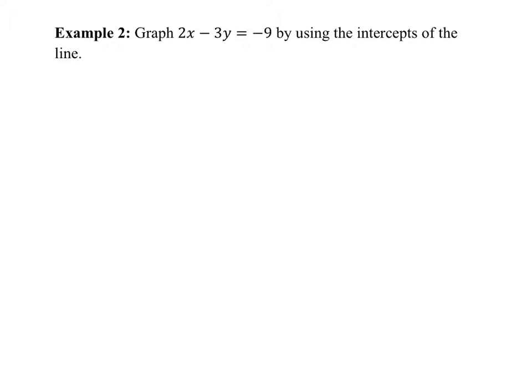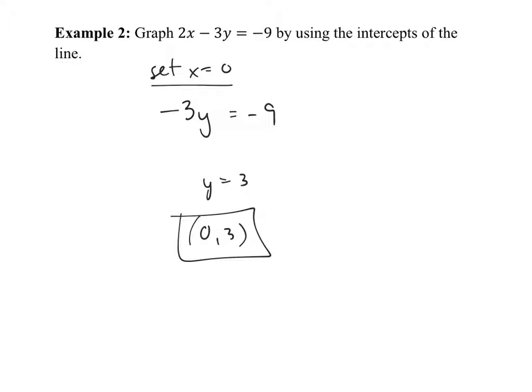So let's do it for the first one here. If I'm setting x to 0, the equation becomes this. That's it. Literally, when I set x to 0, I get y equals 3. Well, what is that? That's really the y-intercept. So there's my y-intercept. And then I do the opposite. I set y equal to 0 to get the x-intercept.